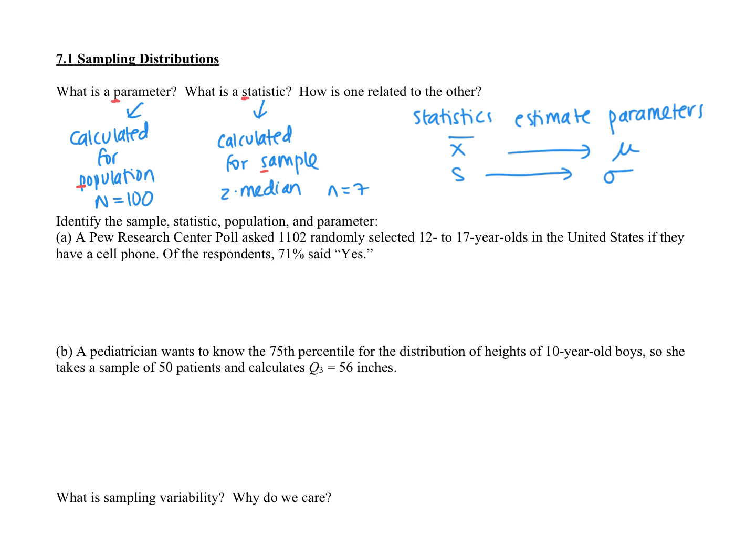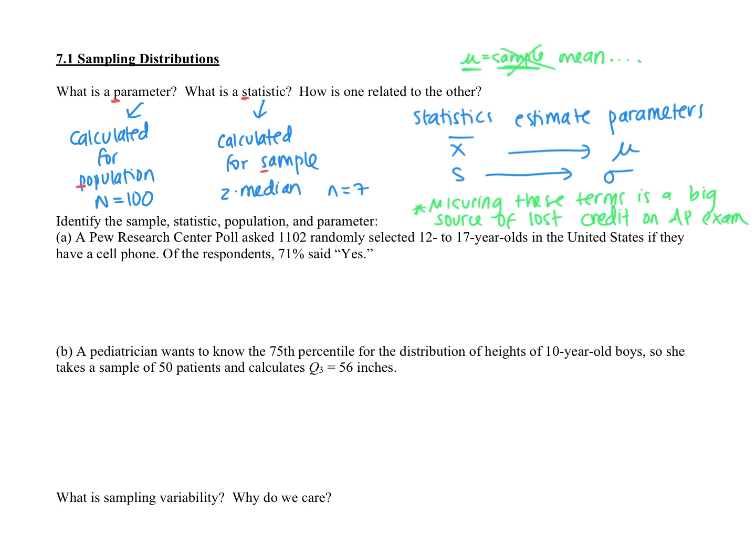And like we've talked about, if I take one sample and find the sample mean, it is likely not going to be exactly the same as the population mean. So taking one sample and calculating that statistic is likely not going to be exactly the same as the population parameter. It's just an estimate. What I need us to know right here is that misusing these terms is a big source of lost credit on the AP exam. For example, sometimes people will say mu is the sample mean. You're going to lose credit there. Mu is for a population, not a sample.